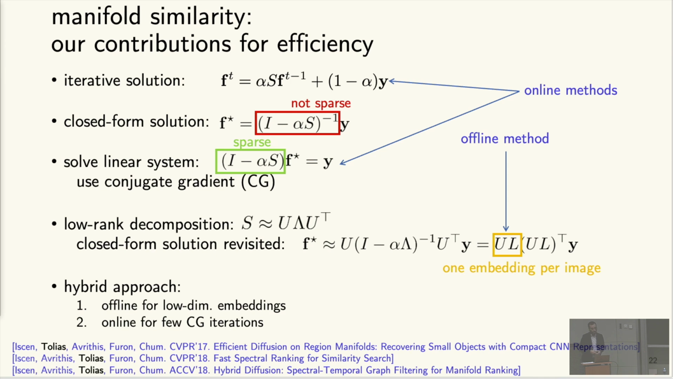Finally, another contribution in our work is a hybrid approach, where we first perform the offline approach for low-dimensional embeddings, therefore small memory footprint, and the online approach gets the result of the previous step as an initialization, and therefore we are able to get a good result with only a few iterations of conjugate gradient.